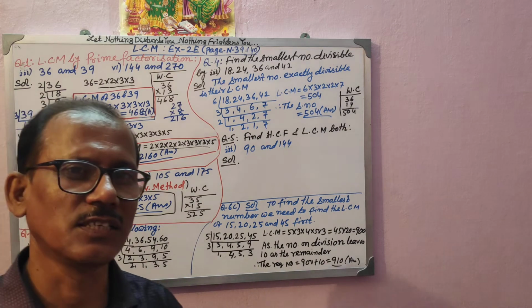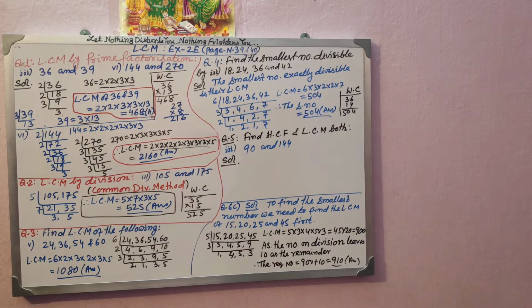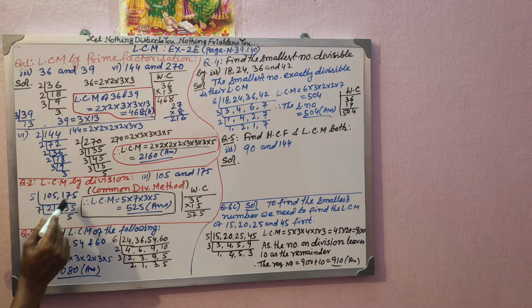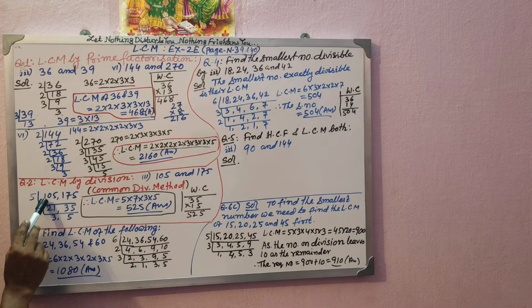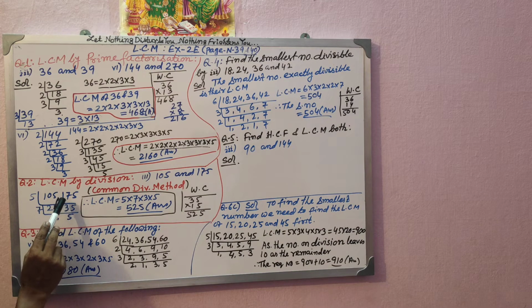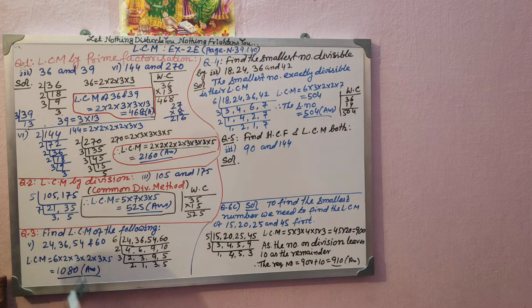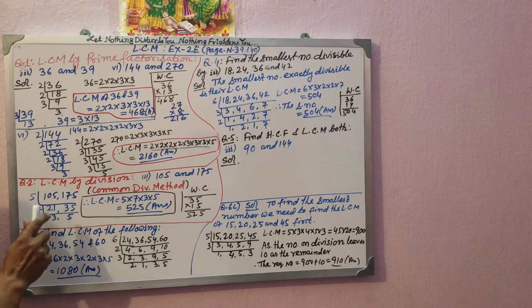Division method for LCM is the common division method here. It's not a long division method like HCF. Could you understand? So you pick the numbers. I have taken 105 and 175. See, 105 and 175, it will not be divided by 2. This one will be divided by 3. Of course, this can be 7, 8 plus, see, add all the digits. 7 plus 1 is 8, 8 plus 5 is 13. Will 13 be divided? No. So it will be divided by 5 because the last digit is 5.